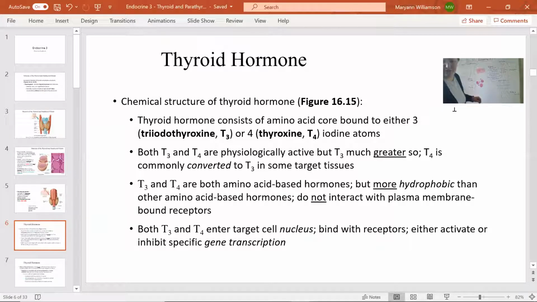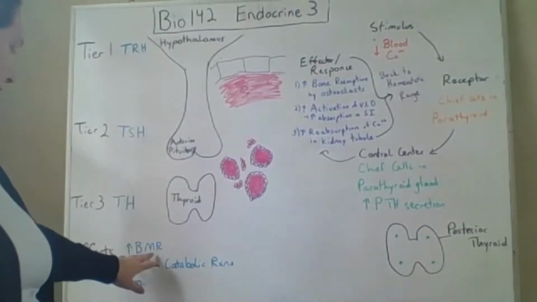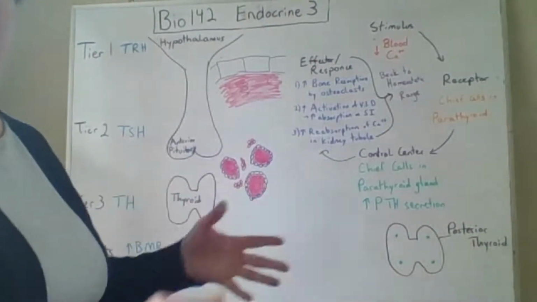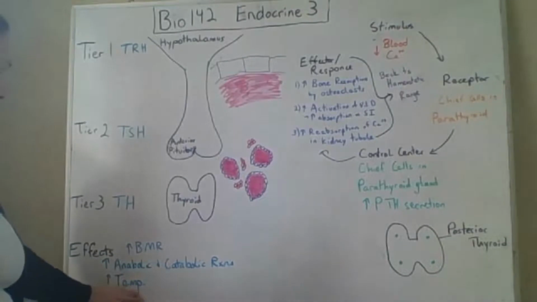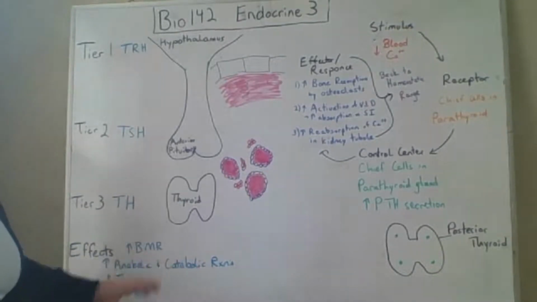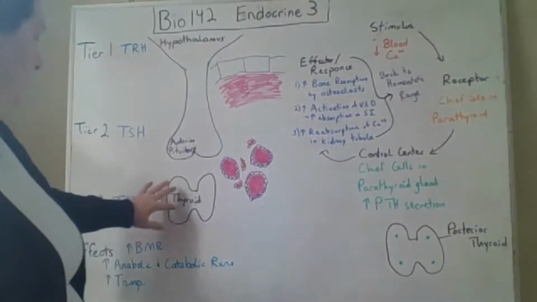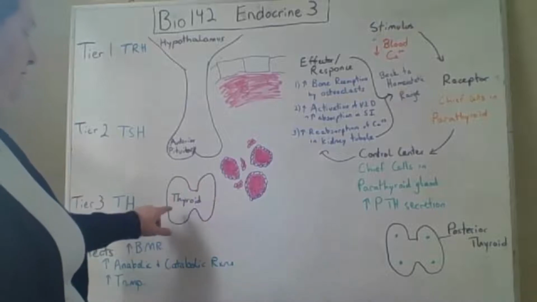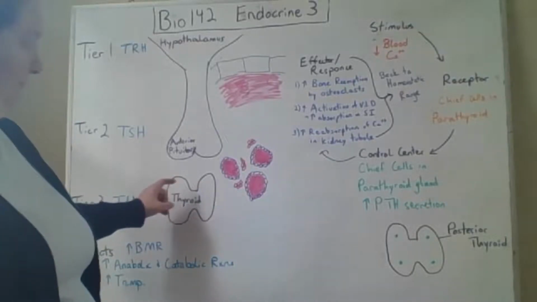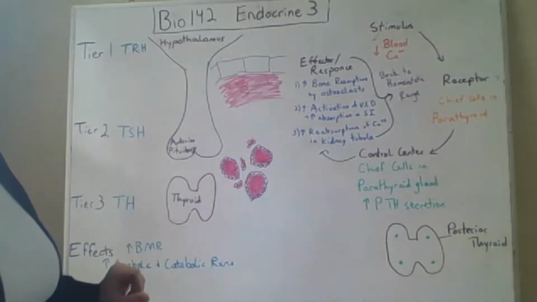So you're creating body heat. These reactions give off energy, and you're creating body heat by doing them, increasing basal metabolic rate. Does that make sense? Here's your thyroid, right and left lobes connected by the isthmus.